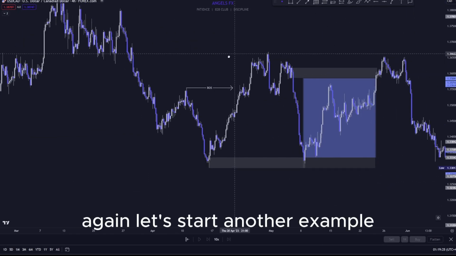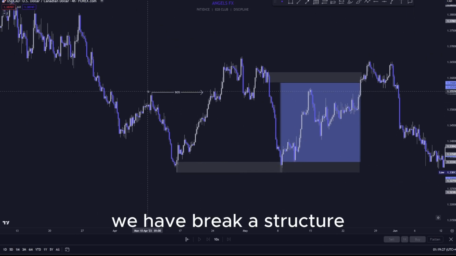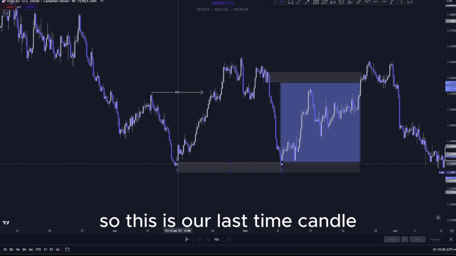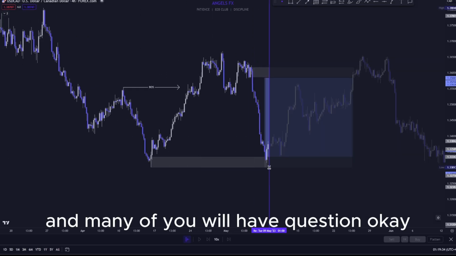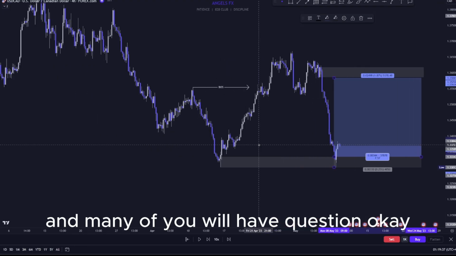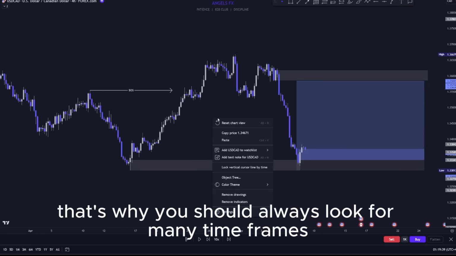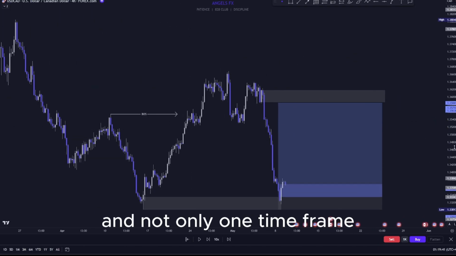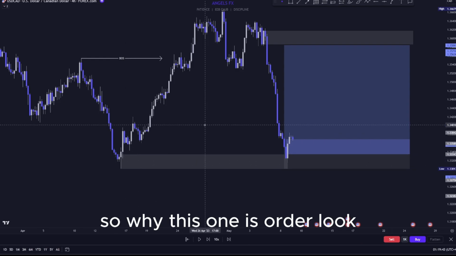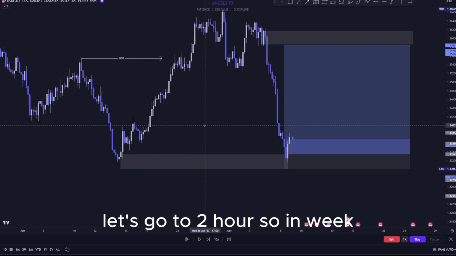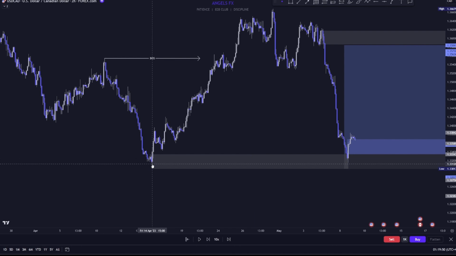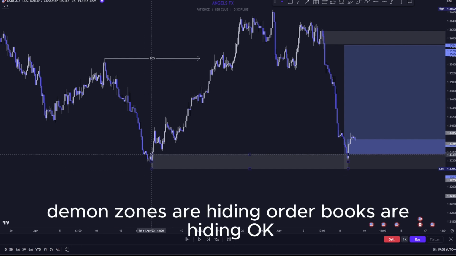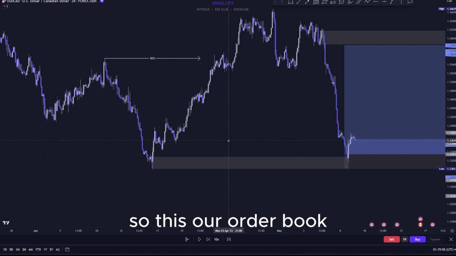Again, let's start another example. We have a breakout structure. So this is our last selling candle. And many of you will have a question. That's why you should always look at many time frames and not only one time frame. So why is this one an order block? Let's go to the 2 hour. In the weekly, we know that demand zones and order blocks are hiding. So this is our order block.